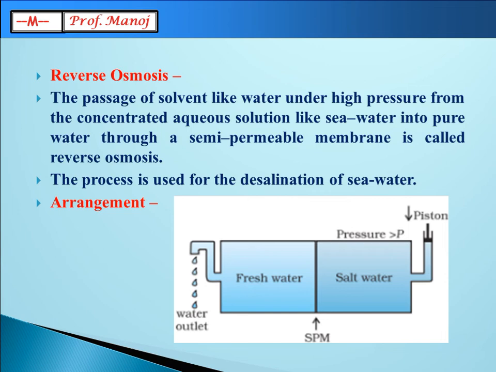So we apply pressure through piston. What will happen if pressure is applied? Osmosis will stop. But we will not wait over there. We will keep on applying so much high pressure that solvent from the salt water compartment starts coming into the left hand side compartment. Since movement of solvent is happening in the opposite direction, the process is called reverse osmosis. This process is basically used for desalination of seawater. The process is called reverse osmosis or RO.